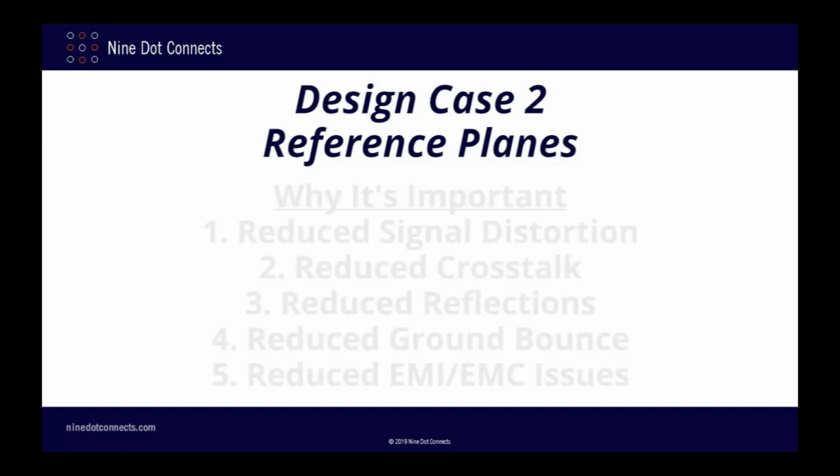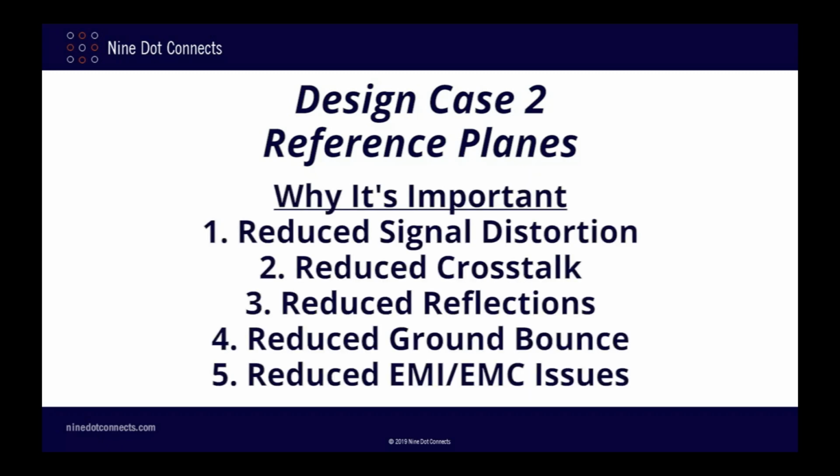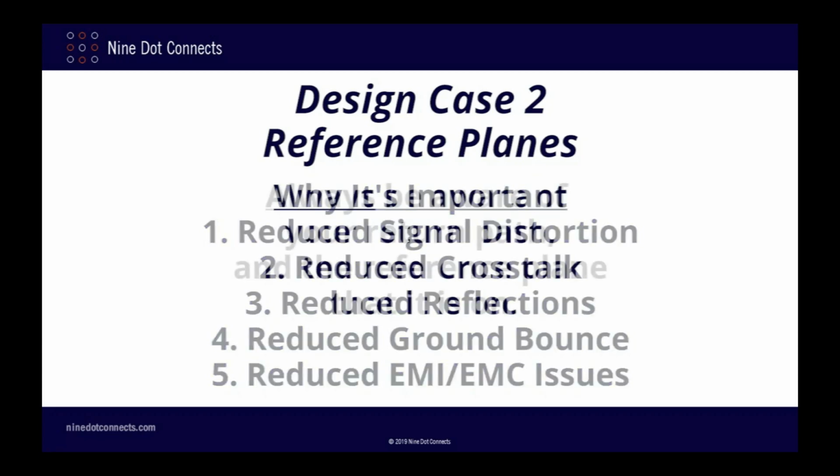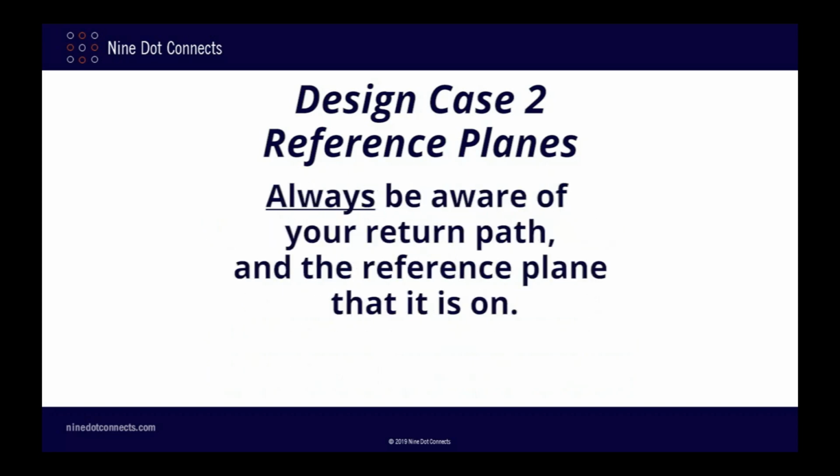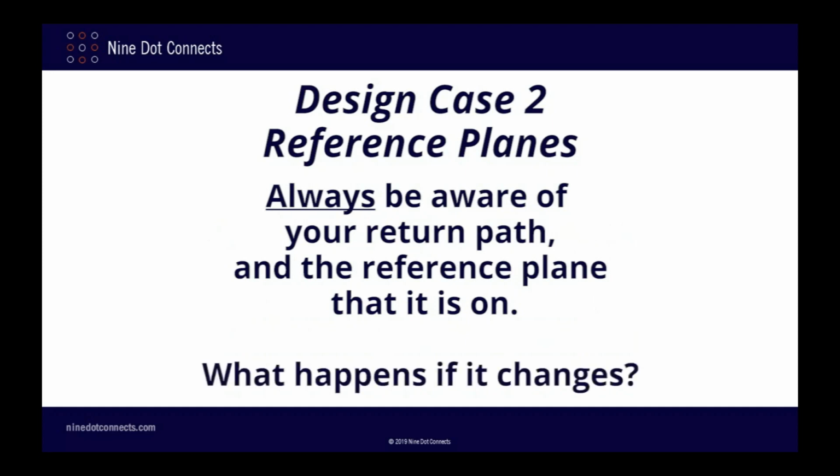But why is this important? There are actually plenty of reasons why you would want to have a clean return current path that can follow the trace path. I covered this in more detail in part 1, but here's a list of some of those benefits. The end result of all of this is that you need to be very, very, very cognizant of the reference plane that is being used for your return current path, which brings us back to our original topic. What happens when this reference plane actually changes?